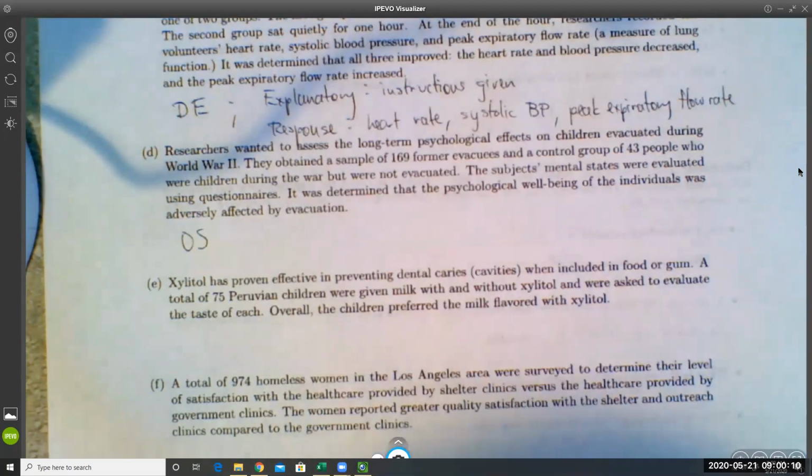But anyway, this would be an observational study for sure. Explanatory variable here would be whether or not the person was evacuated, right? And then the response variable would be their psychological well-being. Okay, so I'm not going to write that down. You can pause the video and write that down if you want, if you haven't written it down already.